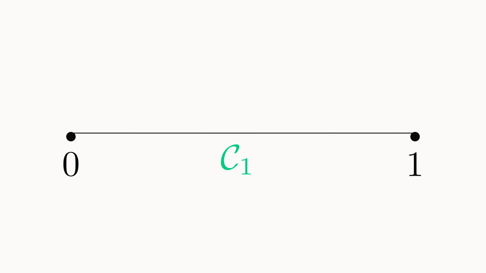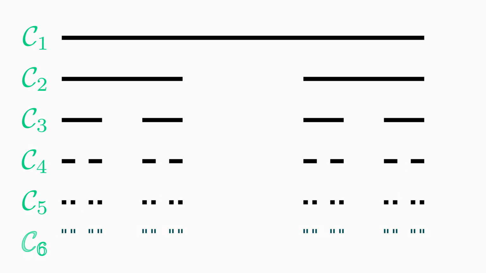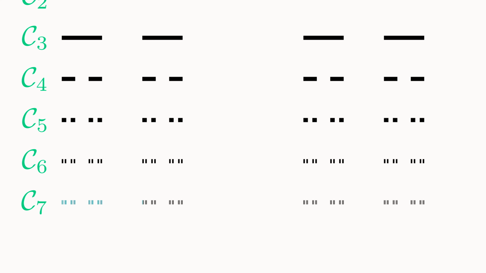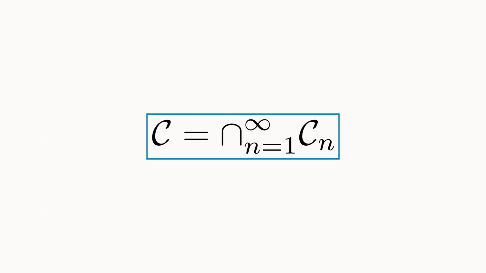We start with the points 0 and 1, and all the points in between. We'll call this interval C1. Next, we divide C1 into 3 equal parts and remove the middle third. We are left with these two segments, which we'll call C2. We then do the same thing to each of these. Divide them into 3 and remove the middle third. By repeating this process infinitely, there are certain points that will never get removed. The points left over make up the Cantor set. So it's defined to be the intersection of all these sets from n equals 1 to infinity.